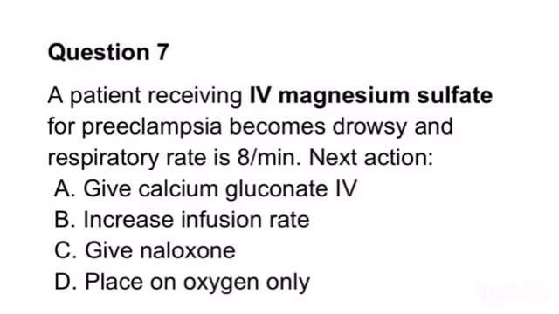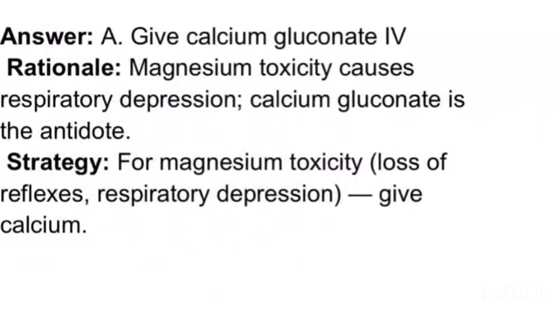Question 7. A patient receiving IV magnesium sulfate for preeclampsia becomes drowsy and respiratory rate is 8 per minute. Next action: A. Give calcium gluconate IV. B. Increase infusion rate. C. Give naloxone. D. Place on oxygen only. Answer: A. Give calcium gluconate IV.